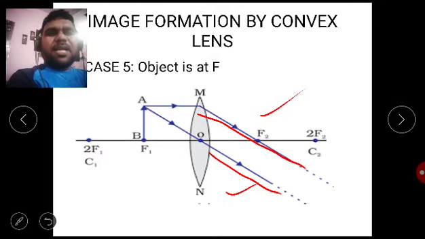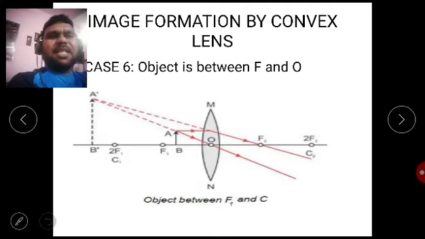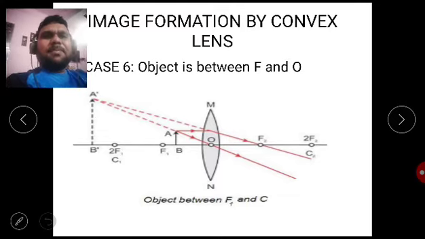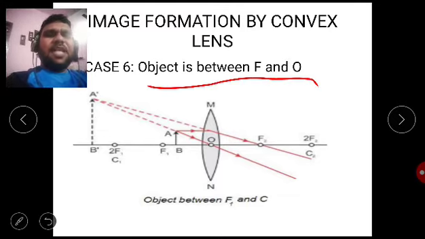Always the images formed are real and inverted, but case number 6 is an exception: when the object is between first focus and the optical center, the image formed will be erect and virtual. We will see in the last case. Till now whatever images were formed were real and inverted, but in case number 6, when the object is between f and o, we can see from the ray diagram.